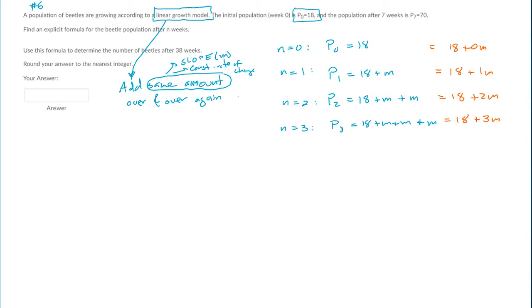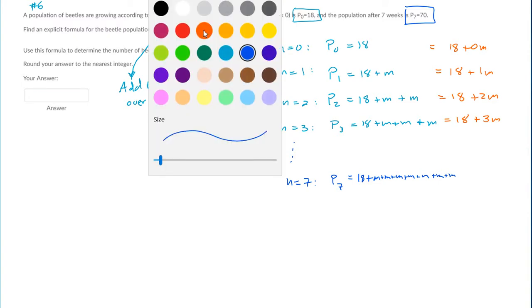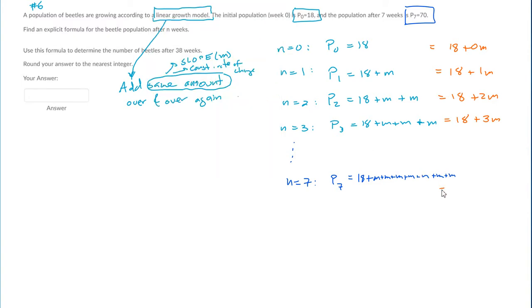So can we predict what's going to happen by the time we get down to n equals 7? Why am I picking n equals 7? Because they're giving me some data for the population at time 7, so I want to get to that point. So what's the population at time 7 going to be? Well, I already know, right? It's going to be 18 plus a bunch of m's. How many? 1, 2, 3, 4, 5, 6, 7. Sorry to squeeze them in there, but not a lot of room. And of course, I can rewrite that as 18 plus 7 copies of m.